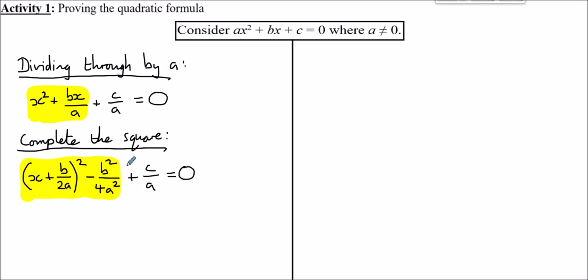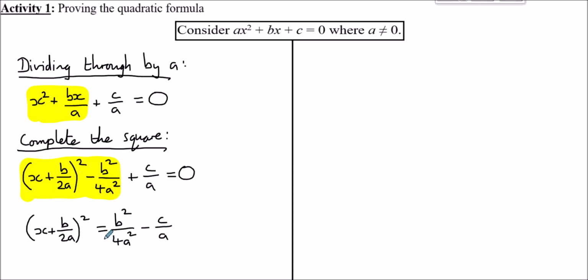So what we can do now is rearrange it so we've got this on one side and these terms on the other. So just by rearranging, we're going to have x plus b over 2a all squared is going to be b squared over 4a squared minus c over a.